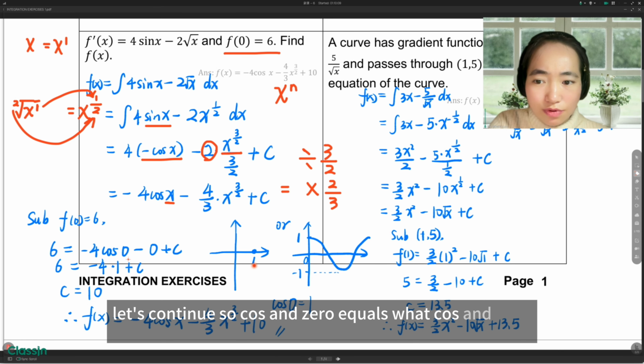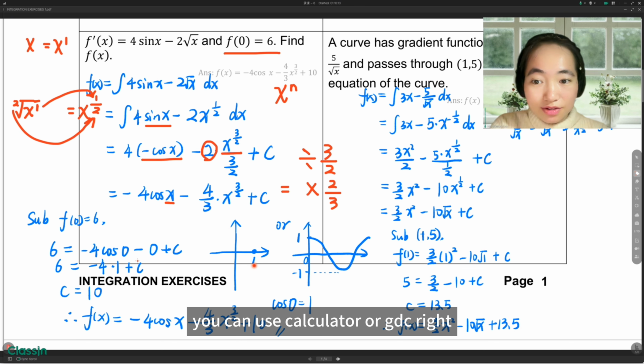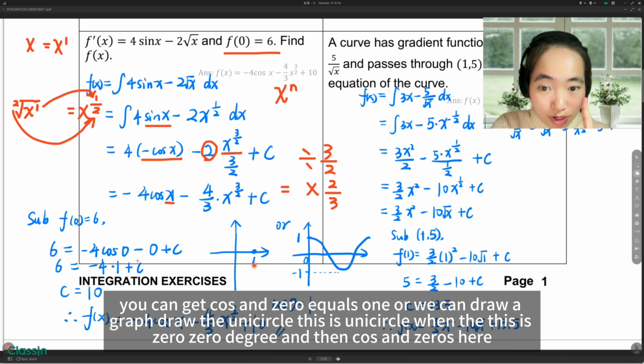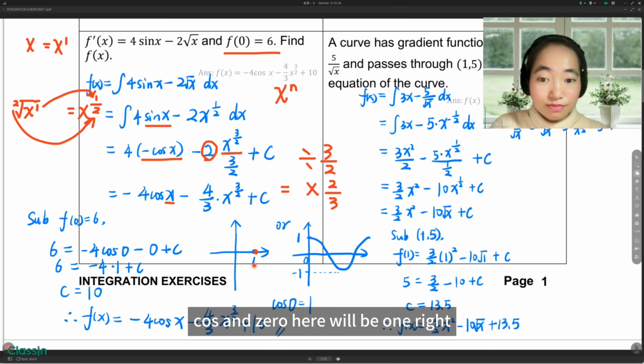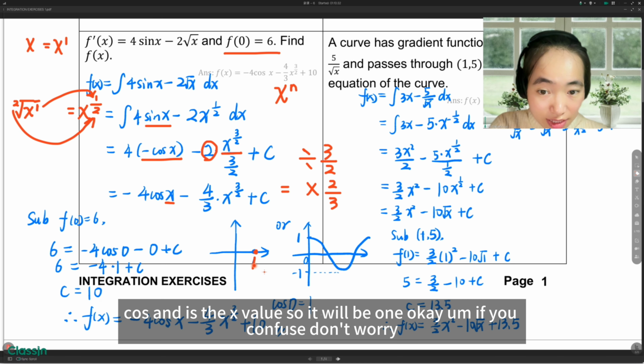So cosine 0 equals what? Cosine 0, first you can use a calculator or GDC, right? You can get cosine 0 equals 1. Or we can draw a graph. Draw the unit circle. This is a unit circle. When this is 0 degrees, cosine 0 is here. Cosine 0 here will be 1, right? Cosine is the x value. So it will be 1.